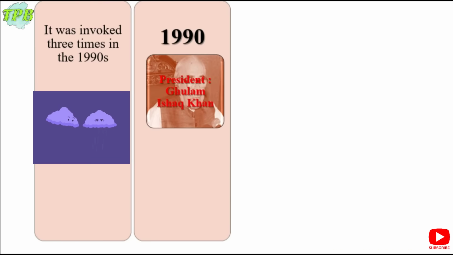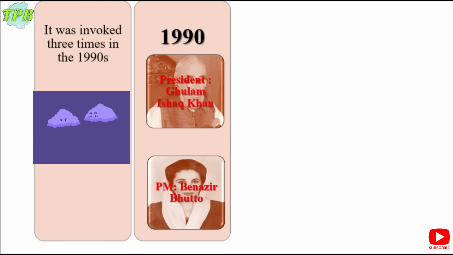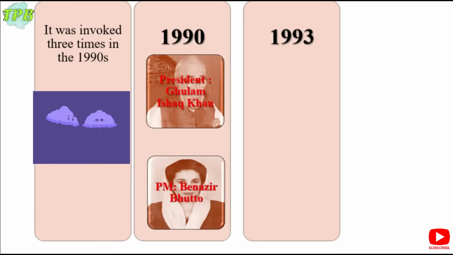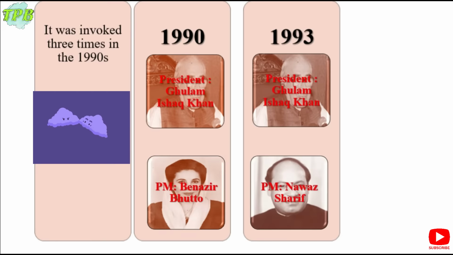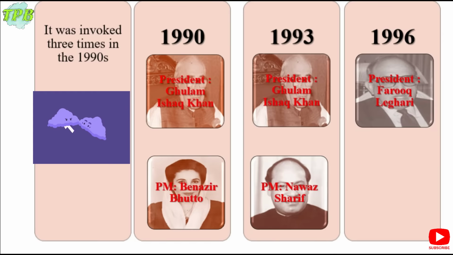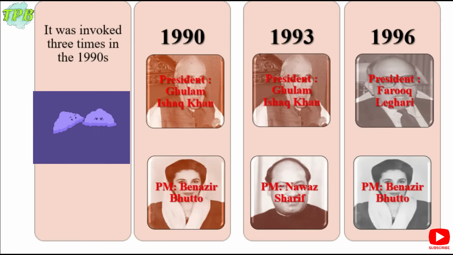In 1990, President Ghulam Khan removed Prime Minister Benazir Bhutto. In 1993, President Ghulam Khan, again using the Article 58 2B, removed Prime Minister Nawaz Sharif. And in 1996, President Farooq Ahmad Khan Leghari removed Prime Minister Benazir Bhutto for the second term.